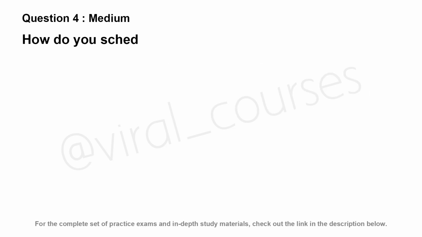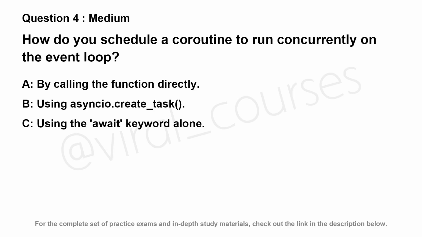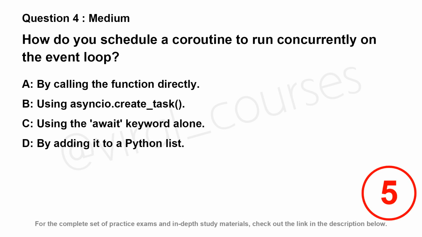How do you schedule a coroutine to run concurrently on the event loop? Option A. By calling the function directly. Option B. Using asyncio.create_task. Option C. Using the await keyword alone. Option D. By adding it to a Python list.